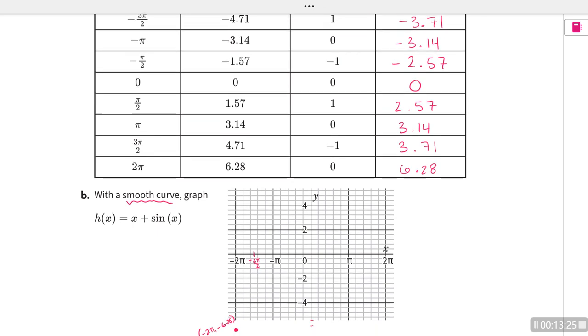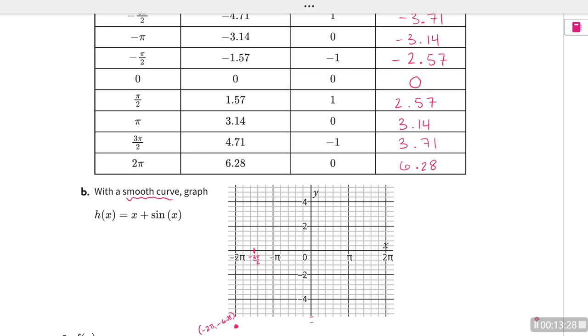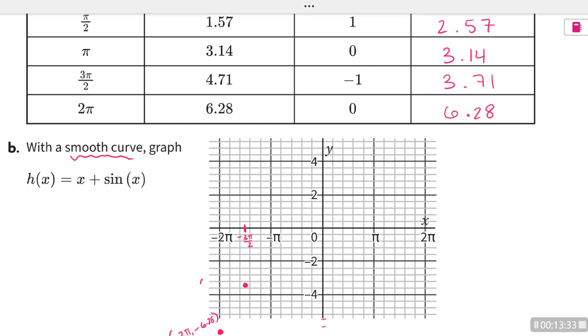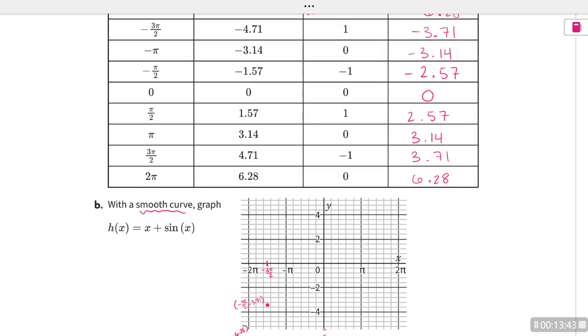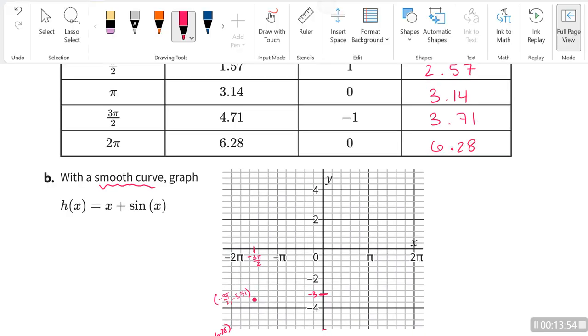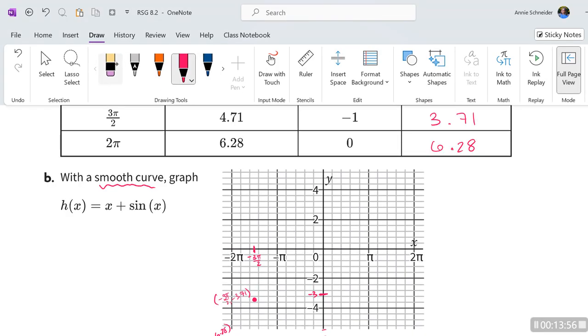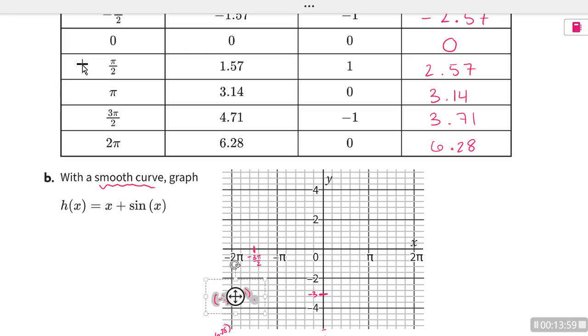Negative 3.71, so just above 4. Okay, so that's negative 3 pi over 2, negative 3.71. Our next point is negative pi and negative 3.14. I might have graphed that way too high now that I'm looking at what they're counting by. Let's move that down a little because I just put negative 3 on the graph. So we're just going to move that down a little bit. That's fine.